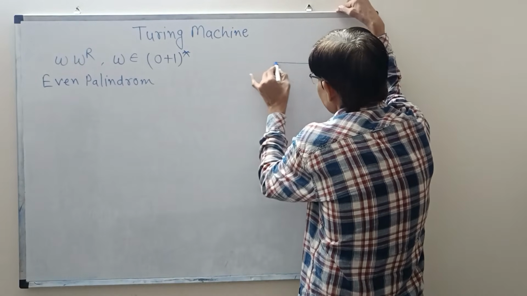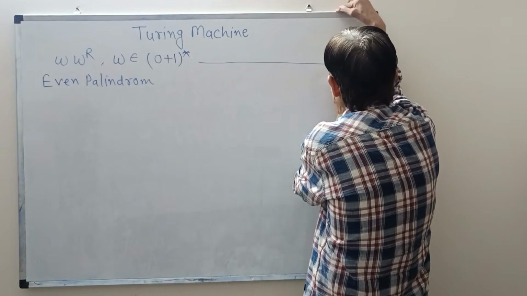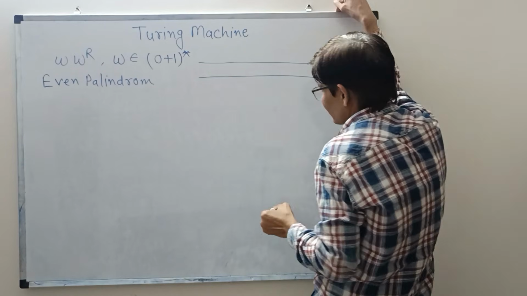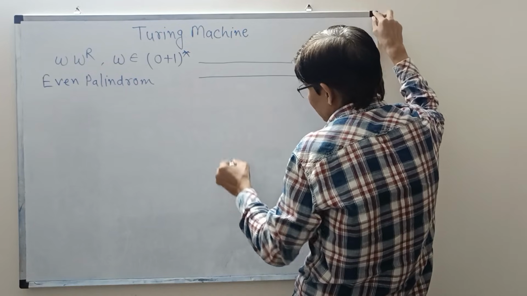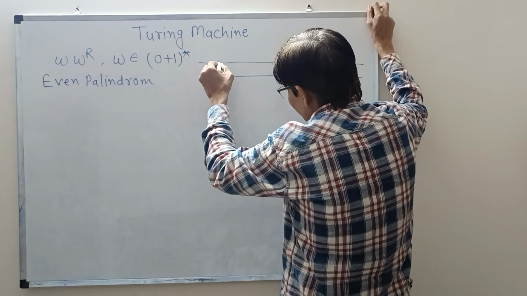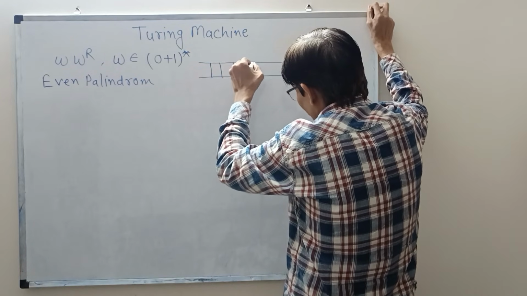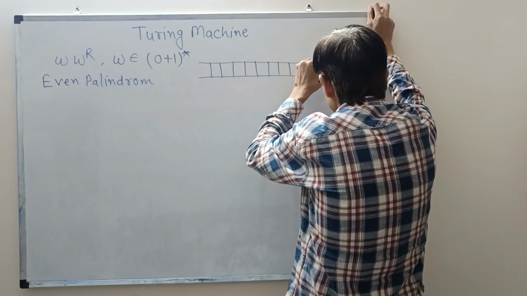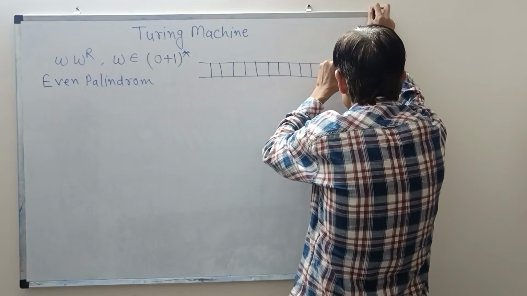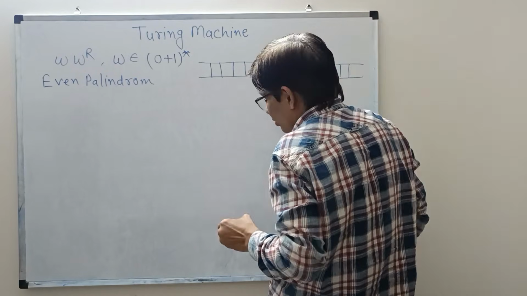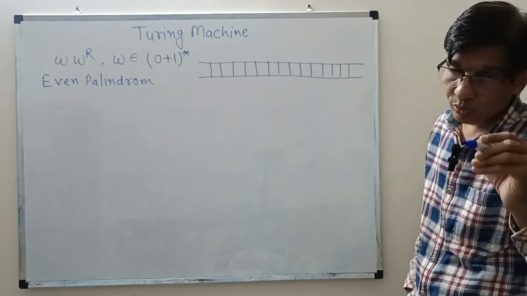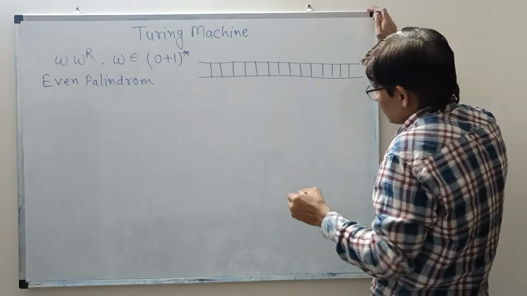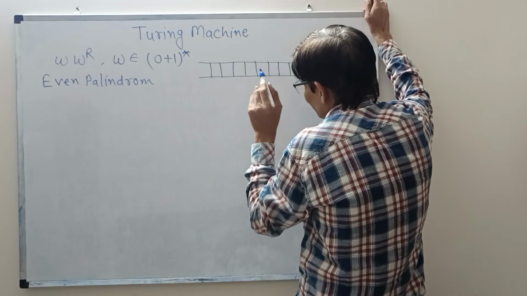As you know friends, a Turing machine has an input tape, which is of infinite length at both ends, and this tape is divided into blocks, where in each block you can have at most one symbol. So each block will contain one input symbol.